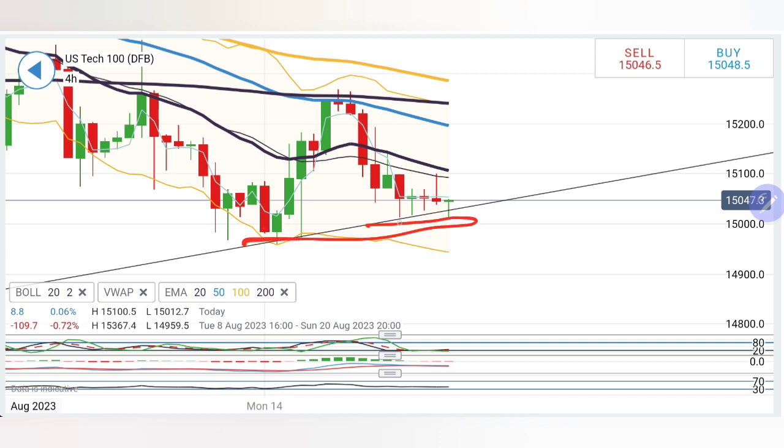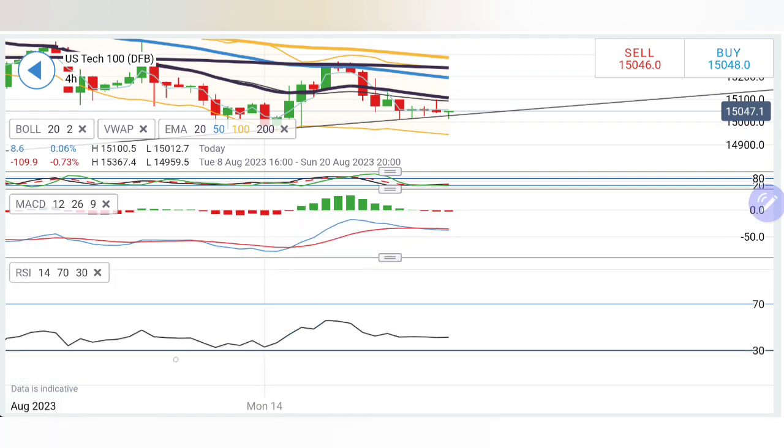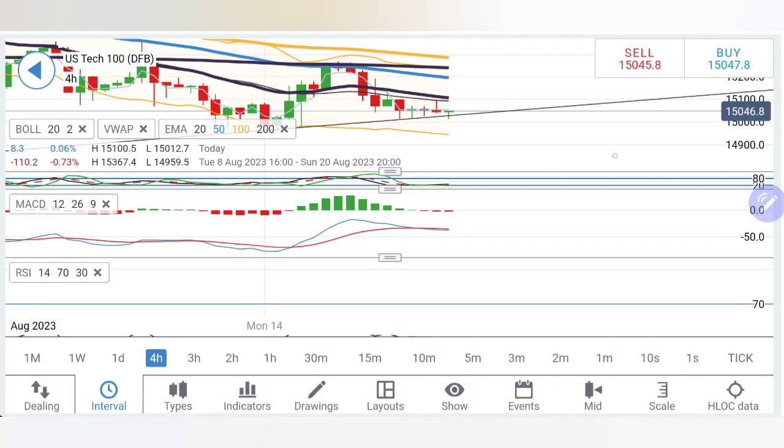Yes, we have seen good enough consolidation here. It can possibly recover from here. Stochastic is oversold, trying to recover. MACD is still bearish. RSI is flat. And coming to the daily chart.